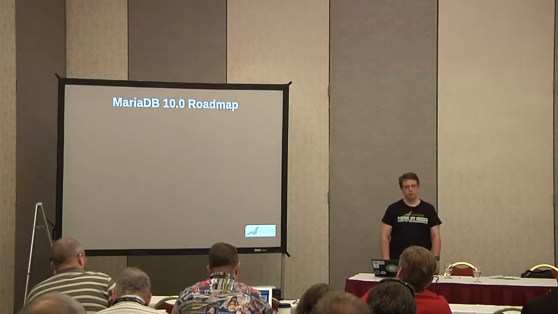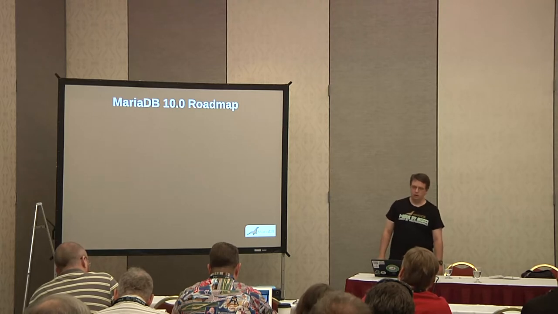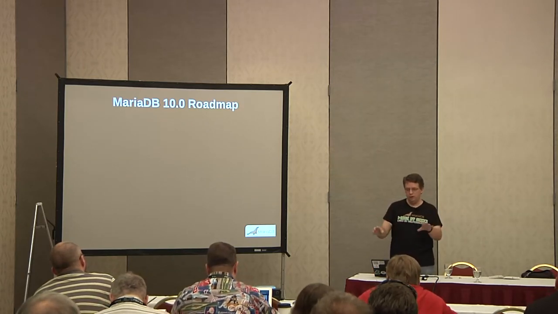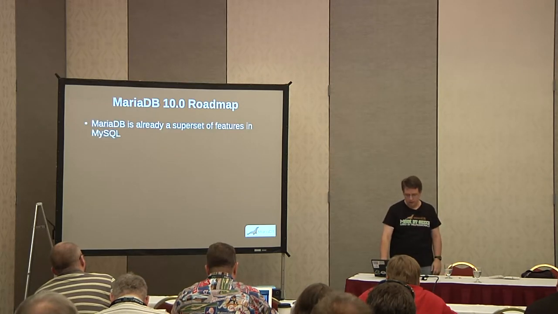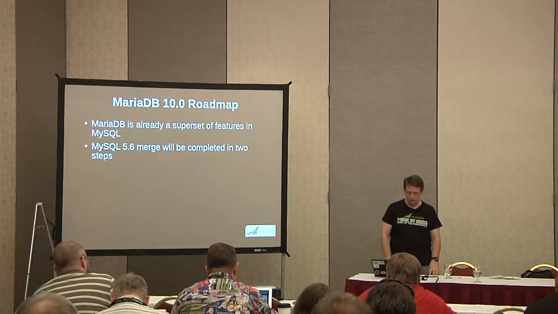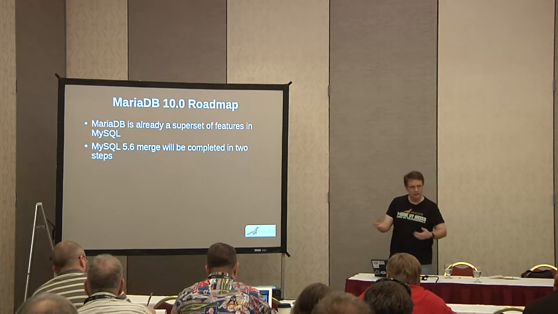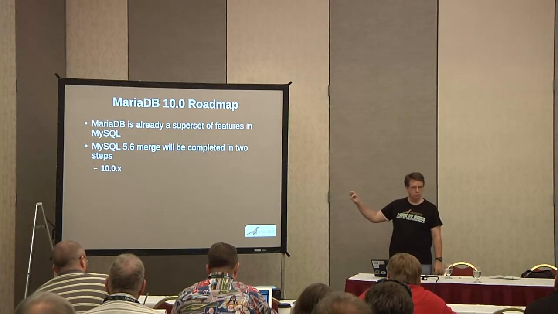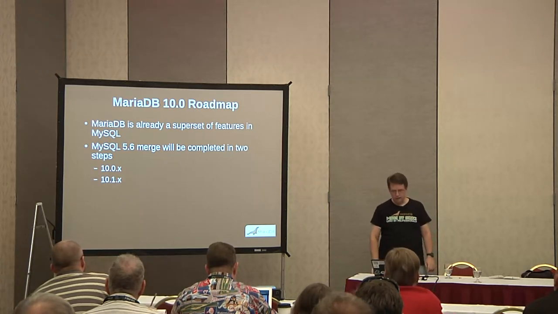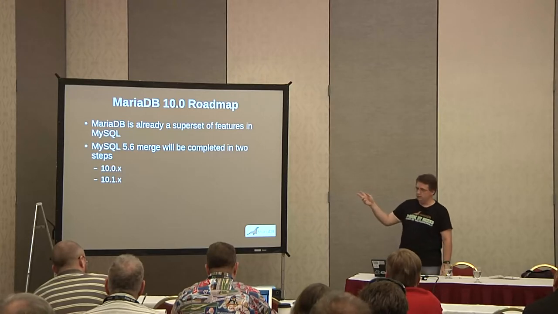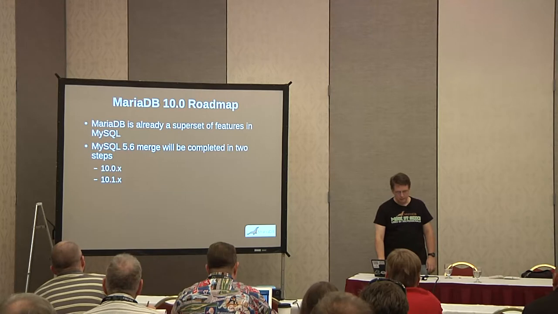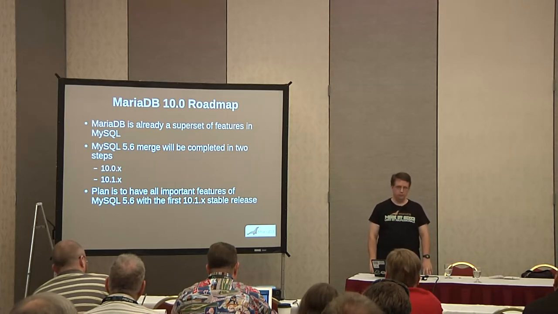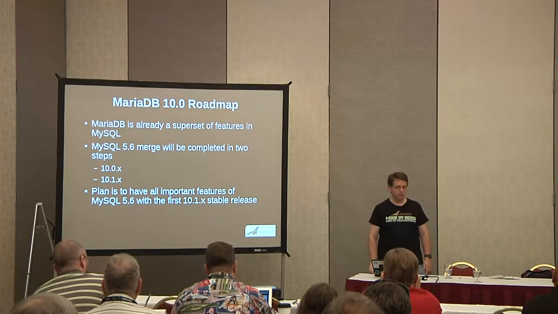So what is the roadmap right now? If you're an enterprise and you're trying to plan, I want to migrate to MariaDB, what's going to be in what version? The roadmap as it stands right now, as I said, it's already a superset of features in MySQL, and the full MySQL 5.6 merge, we want to take everything eventually, is going to be completed in two steps. The first is the current alpha releases that we're doing in the 10.0 line. As soon as that is declared stable, we'll start working on a 10.1 series, and that'll go through the same process. By the end of the 10.1 series, all the important features from MySQL 5.6 will be there with the first 10.1 stable release. That'll be coming probably early next year, I'm guessing.